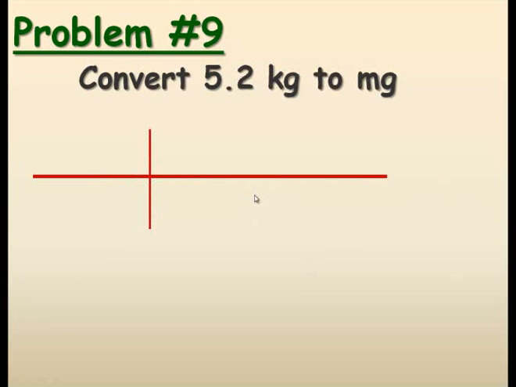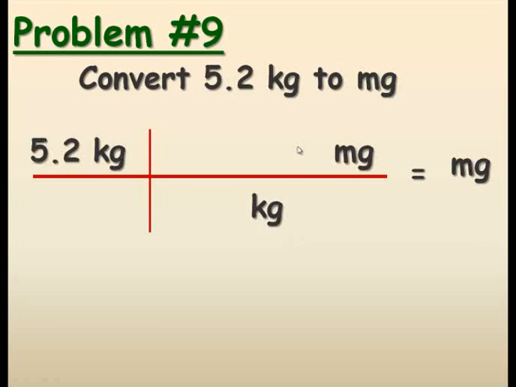5.2 kilograms to milligrams. 5.2 kilograms. I want kilograms down here. I want milligrams up here. Okay. And it's actually, I need 6 zeros here, right? Because I got to go kilograms to grams, which is 1,000, and then grams to milligrams, which is 1,000, and 1,000 times 1,000 gives me this million here.